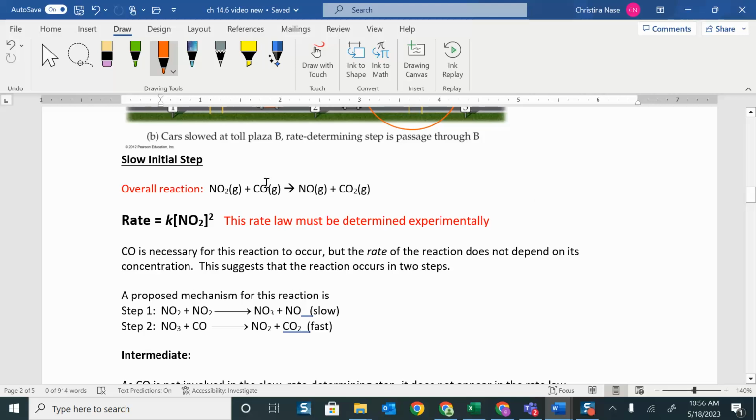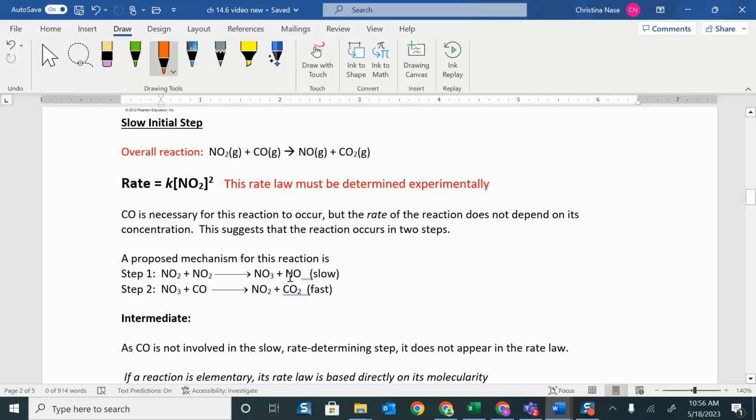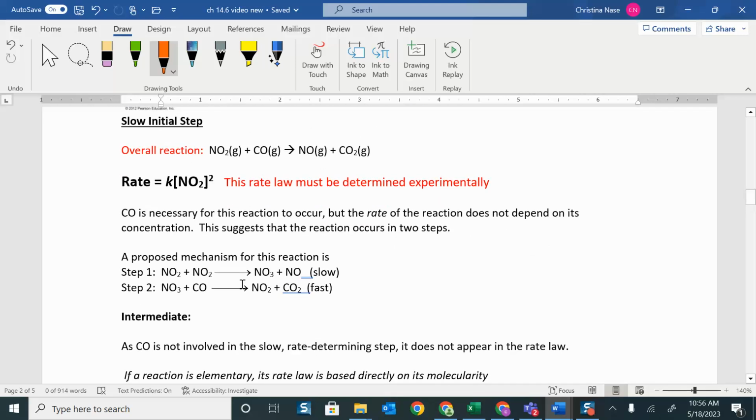And so then what we do is we propose a mechanism. We say, maybe this happens in two steps, and here are the two steps. So let me just pause for a second. I'm not going to ask you to propose a mechanism. You'll do that in organic chemistry. Right now, we're going to have an overall reaction, and I'm going to give you a mechanism, and it'll be like verify that this is the rate law, or if this is the mechanism, try to determine what the experimental rate law would be. So you're not going to have to come up with this part on your own. This will be given to you.